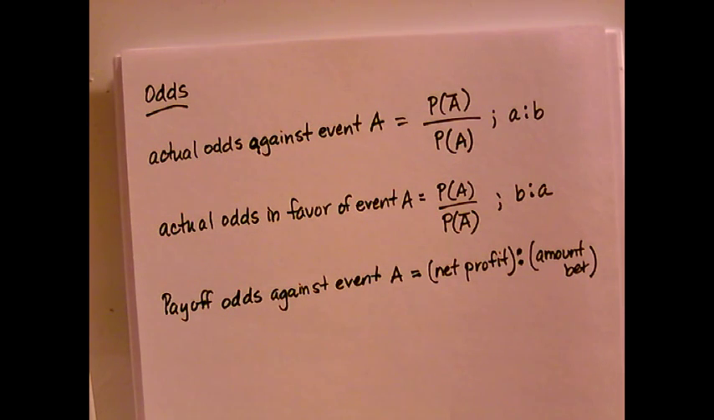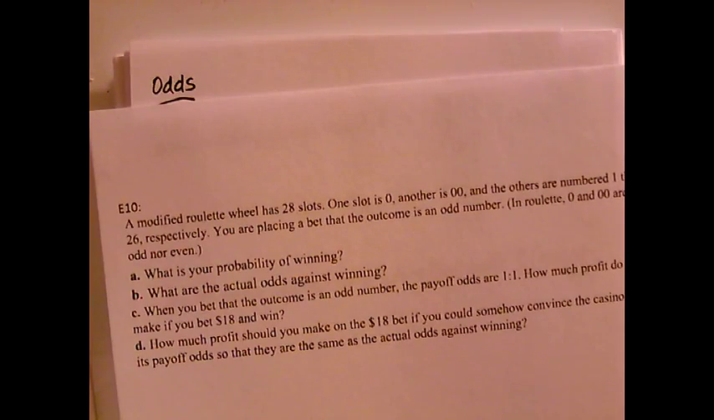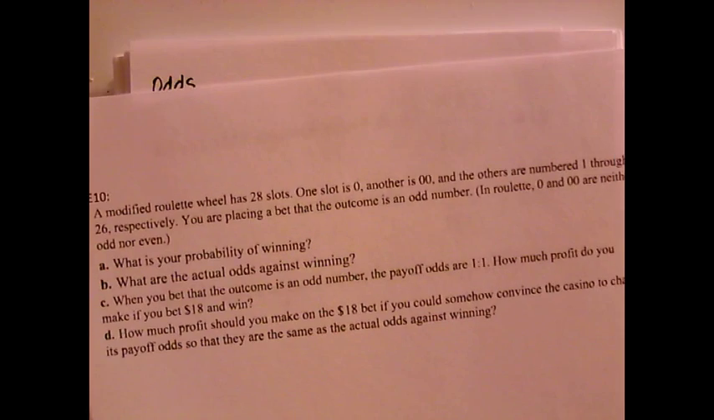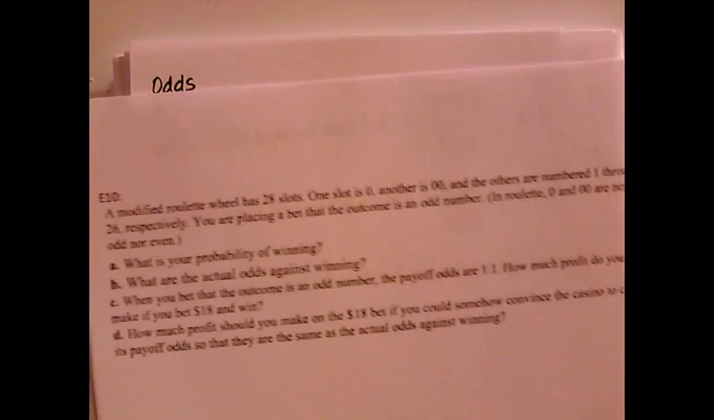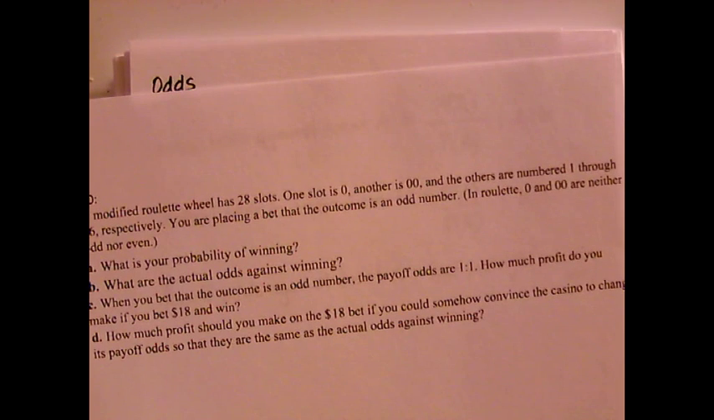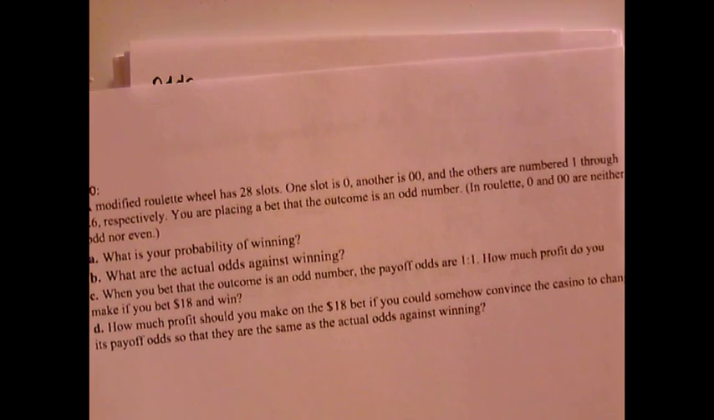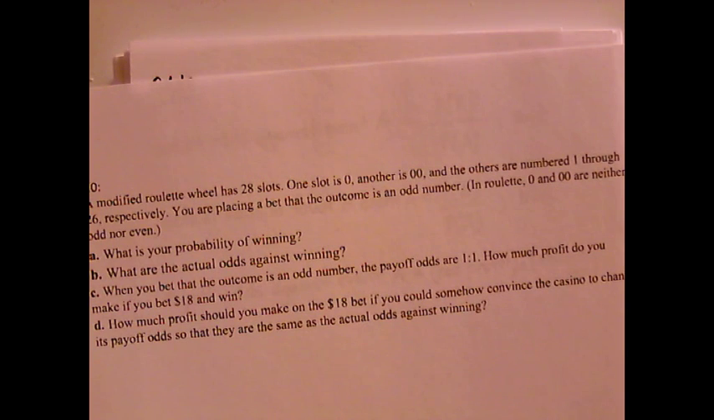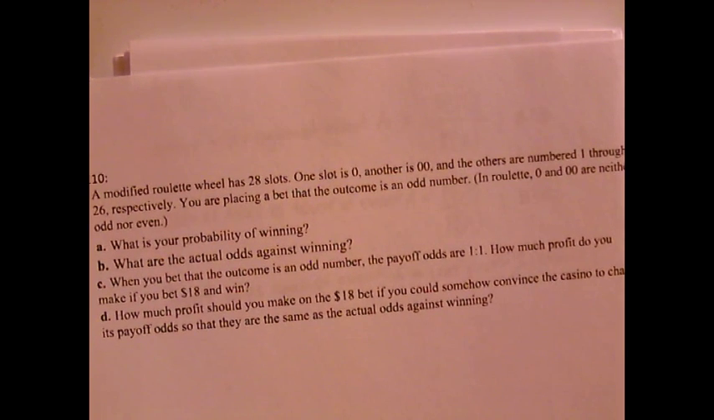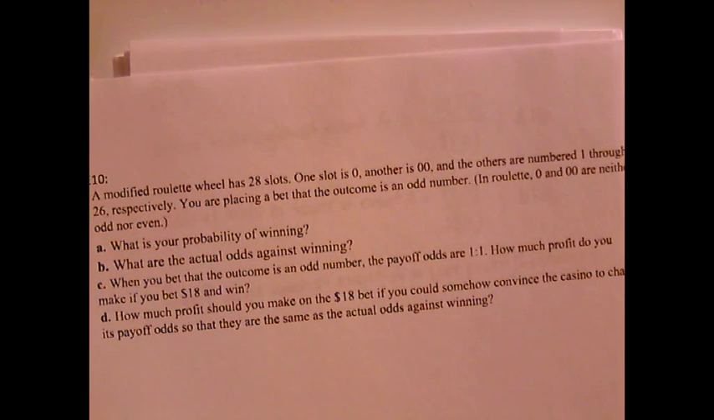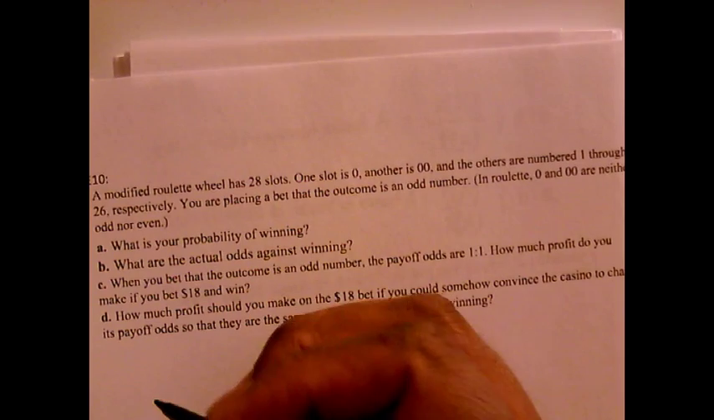Okay, so in this case here, if we look at this example that deals with payoff odds, here we got a modified roulette wheel with 28 slots. One is 0 and another is 00, and the others are numbered 1 through 26 respectively. You are placing a bet that the outcome is an odd number, and in roulette, 0 and double 0 are neither odd nor even. So what is your probability of winning?